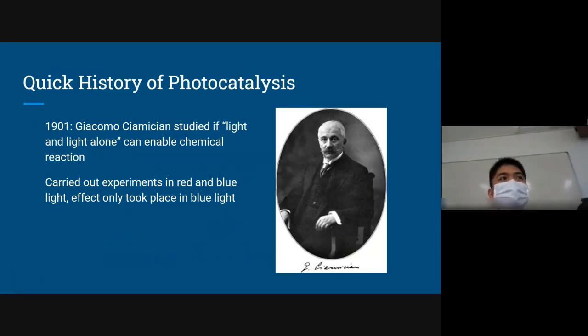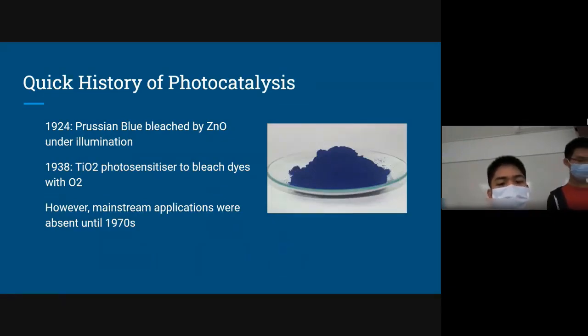And you guys can also think of why it is blue light. You can link it to UV and band gap. And in 1924, they found that Prussian blue was bleached by zinc oxide under illumination, and that is quite a big discovery, because Prussian blue is a pigment used in painting, and it has quite a lot of widespread uses. Because of these experiments, zinc oxide and titanium dioxide got more research attention, and more scientists afterwards tried to investigate their photocatalytic properties.